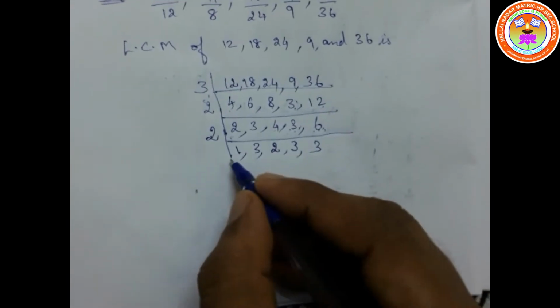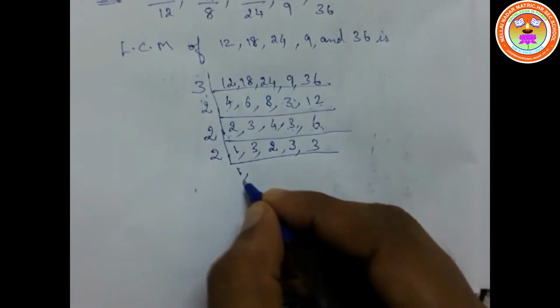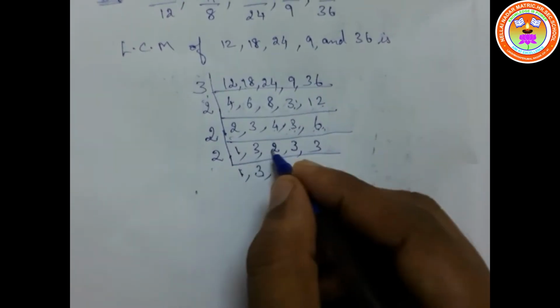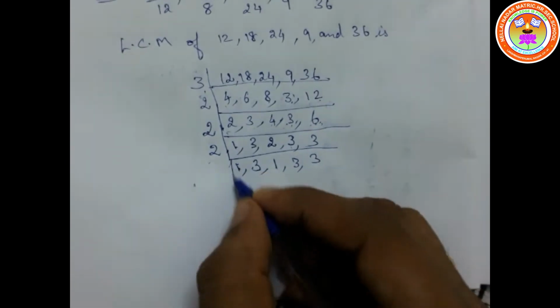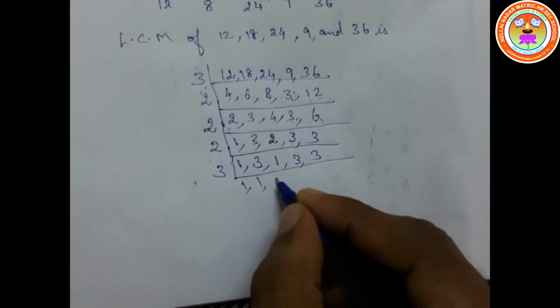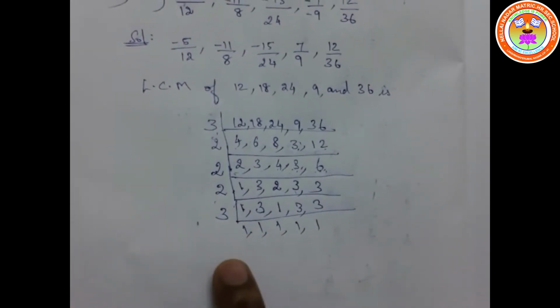Yes, 3 times. Now you go for another 2. 1, 3 you write as it is, 1 2 is 2, 3 you write as it is, and this 3 also you write as it is. Finally you take 3, 1 times, 1 times, 1 times, 1 times, 1 times. Then only you can stop the LCM. If in the last step you get all 1s, you have to stop the LCM.